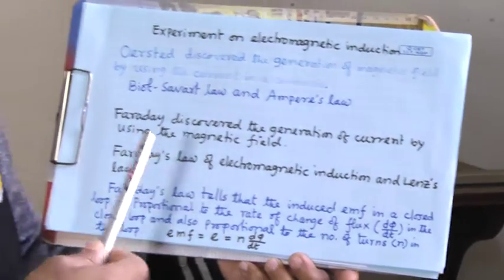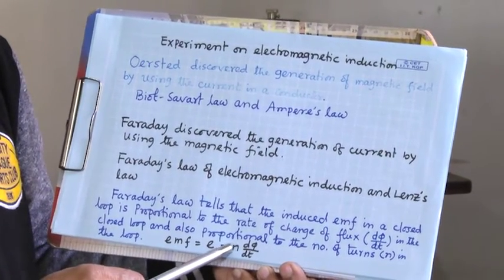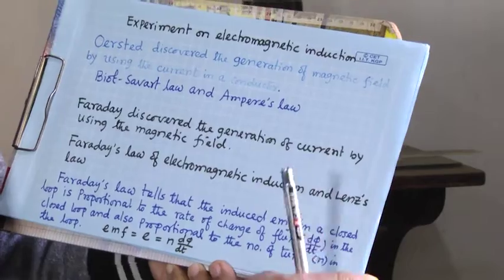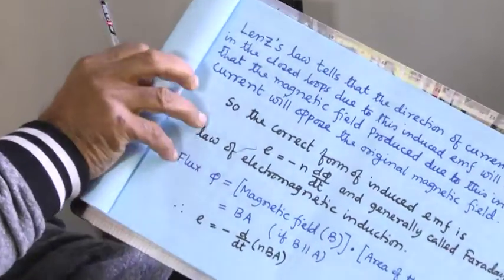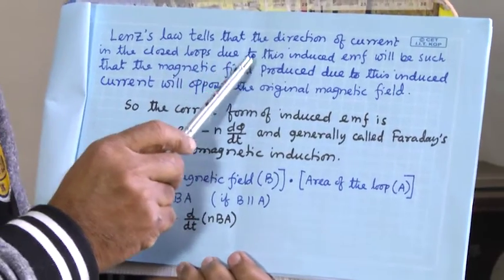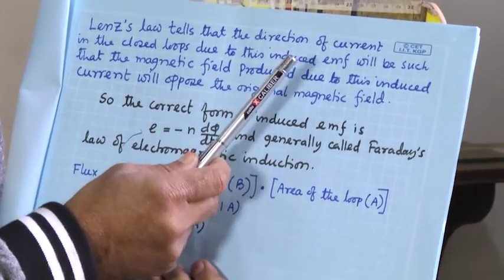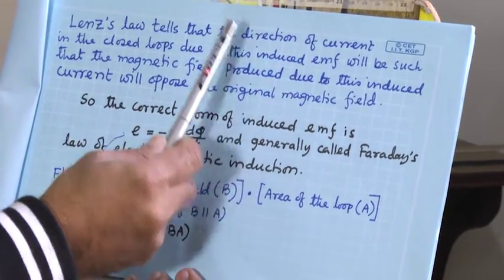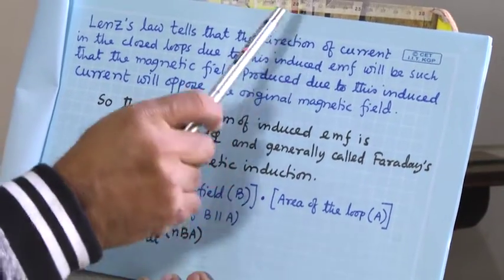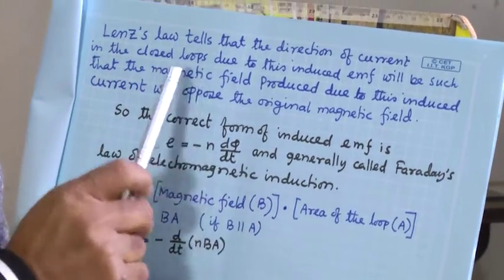But then Lenz found that there will be a negative sign here. What is the significance of this negative sign? That is basically Lenz's law. Lenz's law tells about the direction of current in the closed loop due to the induced e.m.f. Whatever induced e.m.f. E is generated in the loop due to Faraday's law, for that induced EMF there will be a current in this closed loop, and if there is a current in a closed loop, it will produce a magnetic field.